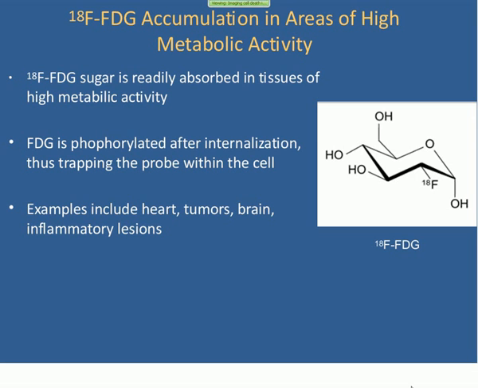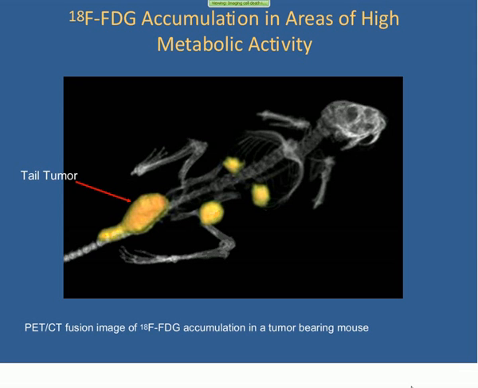So first, let's look at imaging with FDG. So what is FDG? Well, it's a very simple probe in that it is a radio-labeled sugar. So it's F18 labeled D-glucose. And as one can imagine, this is a nice analog of glucose that is readily absorbed in tissue as if it's the real sugar. And of course, it's going to be preferentially taken up in cells with high metabolic activity.